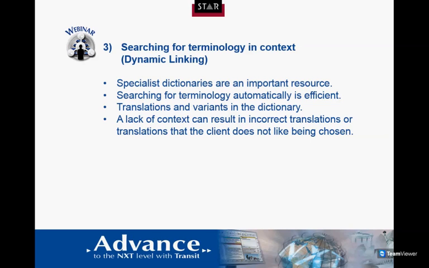Specialist dictionaries are an important resource for translating. Automatic background search in Transit is very efficient. You will get for the current segment the terminology from your dictionary automatically displayed in the terminology window. The translations that are available in the dictionaries are not always appropriate, or there are translation variants. If no context information is available, it is possible that an inappropriate translation is chosen, one that the customer doesn't like.